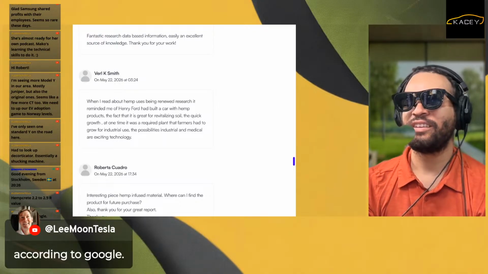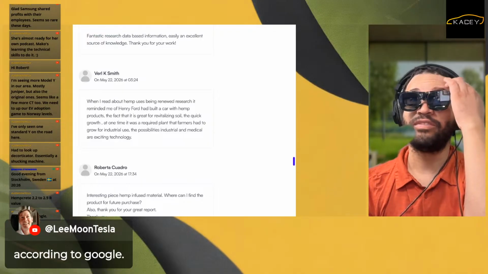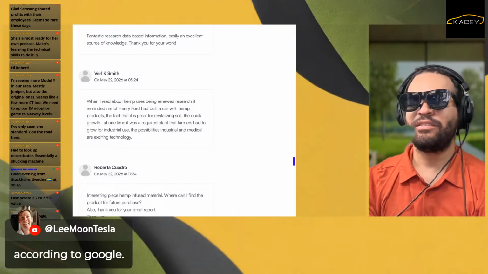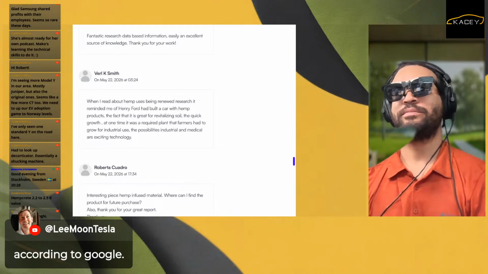According to Google. So it's going to depend on your methods and how you apply it. But it's not bad if you use a thick enough wall. If you can use a thick enough wall.